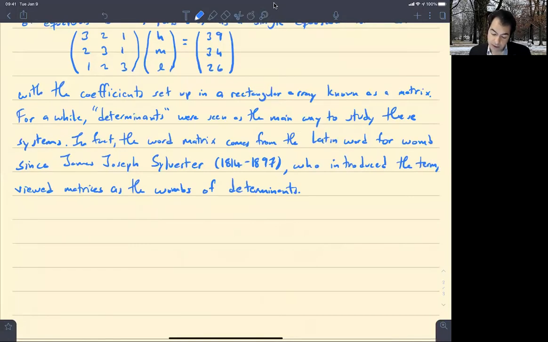Being Jewish actually hurt Sylvester's career a lot, both in England and in the US, where he eventually came on a couple of occasions. He came to join the faculty of the University of Virginia. And then later he came as one of the founding members of the math department at Johns Hopkins. But he had a hard time keeping or finding an appropriate academic job because of anti-Semitism. So after being at the University of Virginia, he went back to England and he worked as an actuary, but the job he had required him to have a law degree. So he went back to school and became a lawyer.